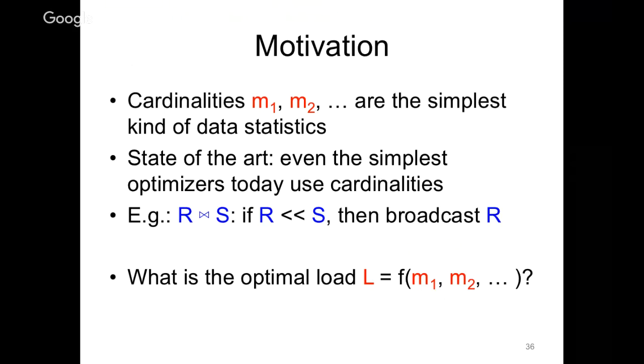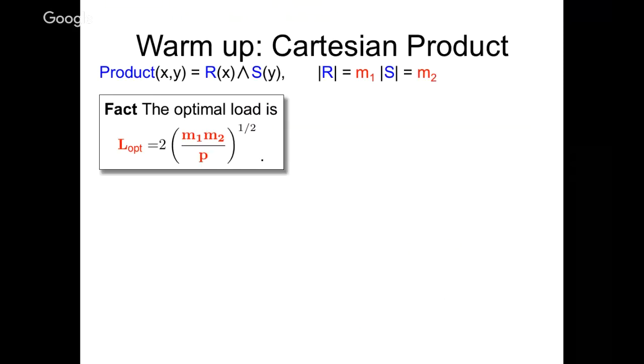Okay, and I'm going to start with an intuition, which is very simple. There is a little bit too much math there, but you can ignore it. The intuition is super simple. It is given by this observation that if we want to compute the cross product of two relations R and S of sizes potentially unequal, M1 and M2, then the optimal load is the square root of M1 M2 divided by P. It's actually times 2, but I'm ignoring constants.